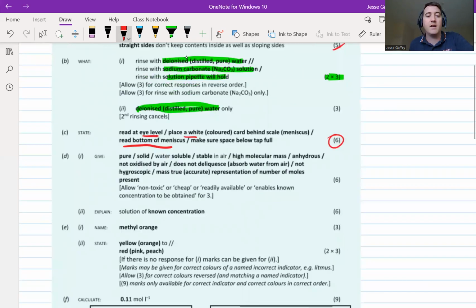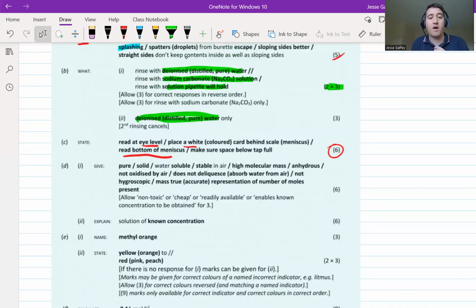All right, any of these things will get you the marks for what does a primary standard mean. It's pure, it's solid, it's soluble, and it's stable. They're the ones I always ask my students to remember. Primary standards are pure, stable, and soluble. PSS, pure, stable, and soluble. If they're not soluble, you can't make a solution.